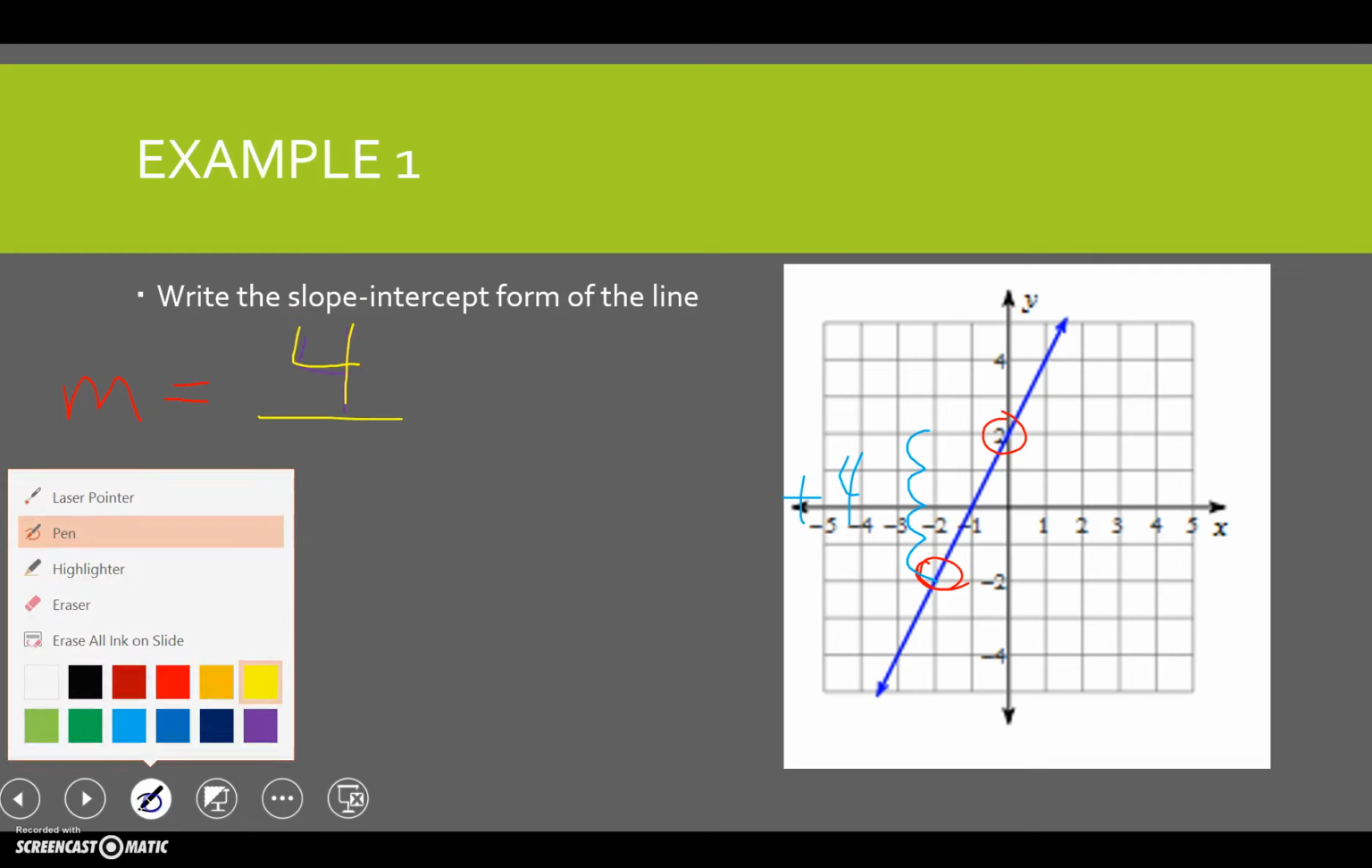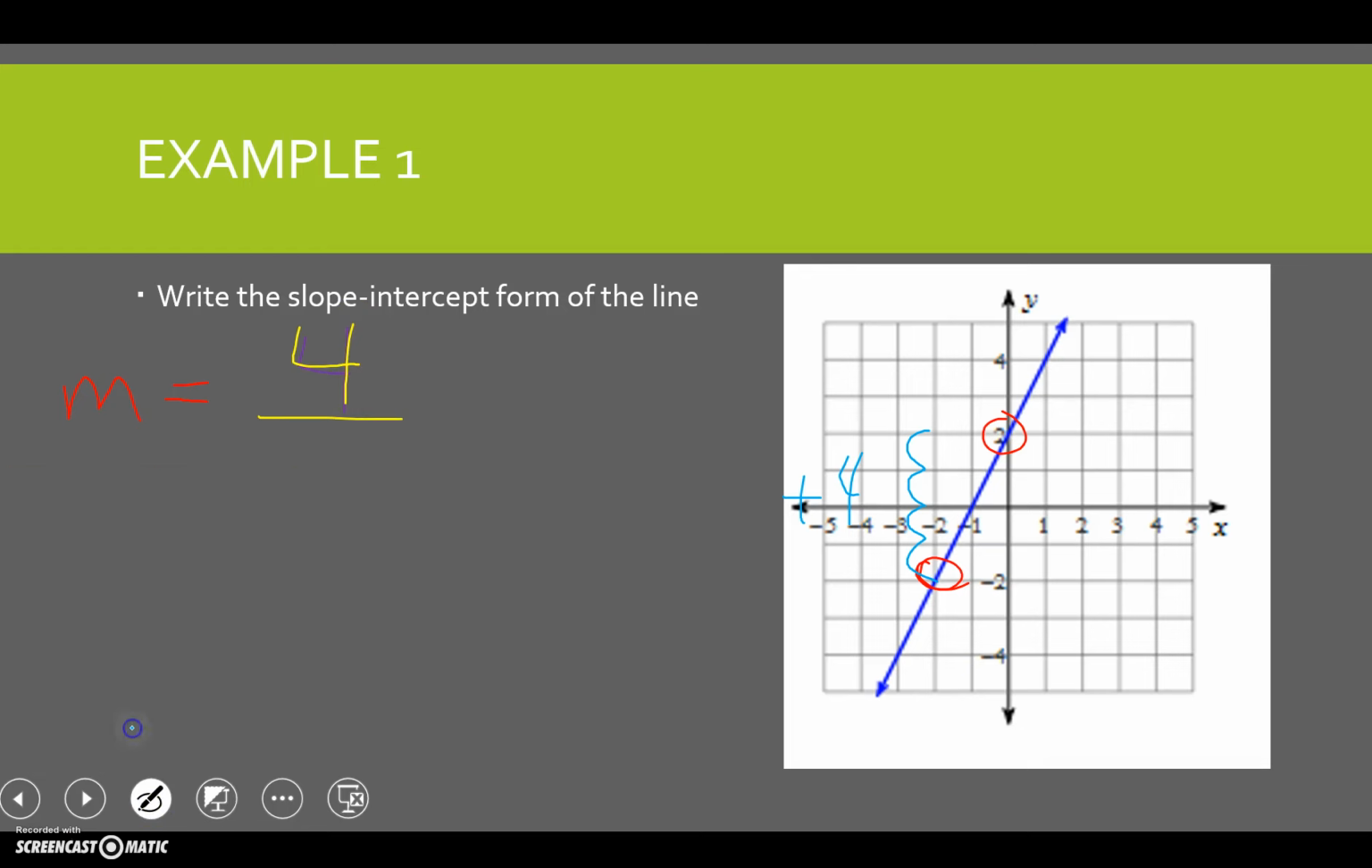Okay, now from there, we're going to find out what our run is. That's our movement left to right. So I'm going to count over 1 and 2. Since I went to the right, that's a positive 2. So on the bottom number, I'm going to write 2. If we can simplify that fraction, go ahead and do so. So 4 over 2 simplifies down to 2. You can keep it as 2 over 1, but in terms of an equation, you can just write 2.